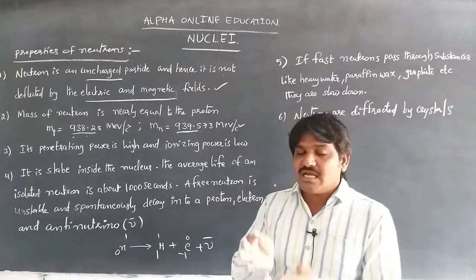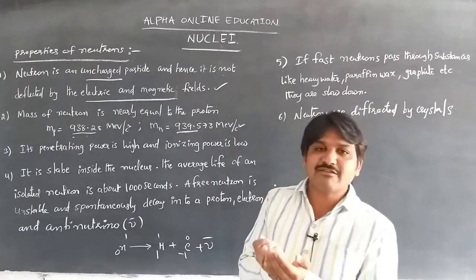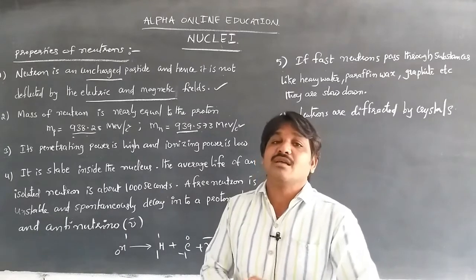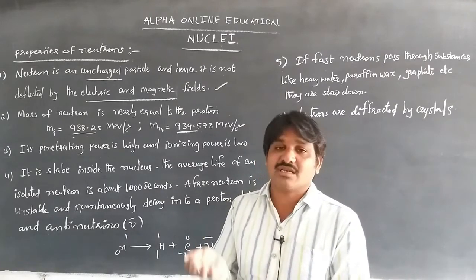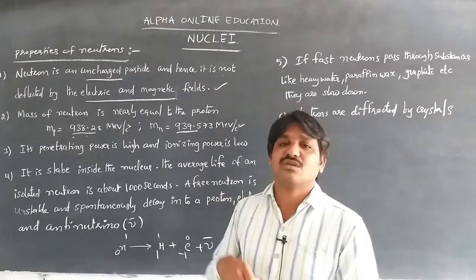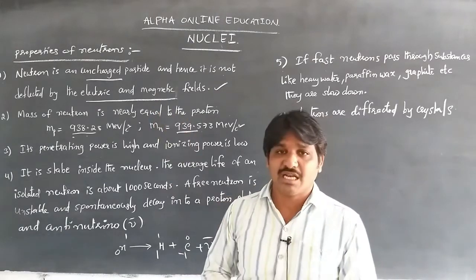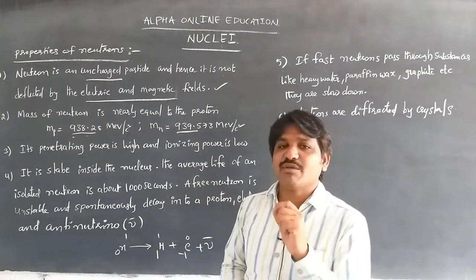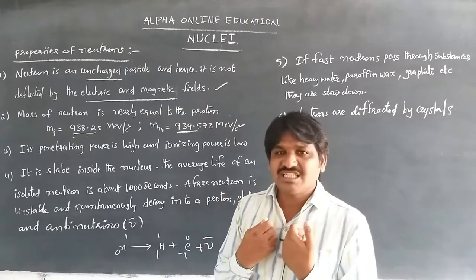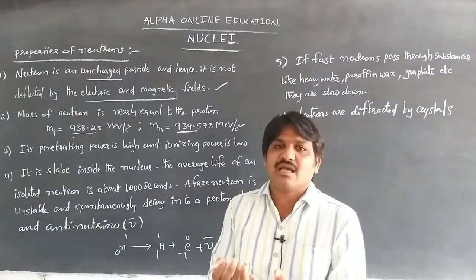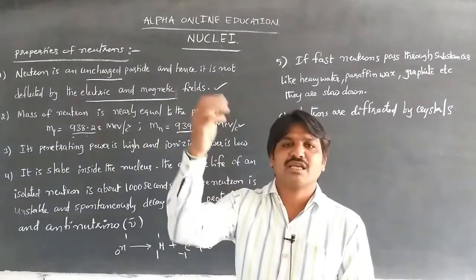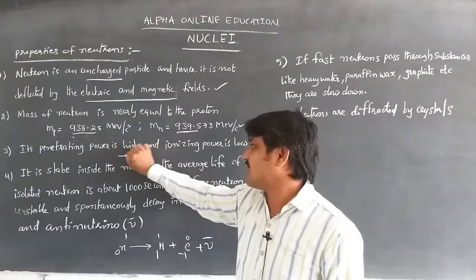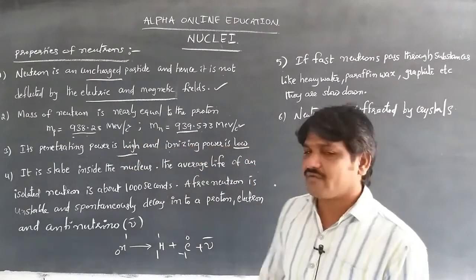And one more thing: since it is not deflected by electric and magnetic fields, not attracted or repulsed by charges, it is an uncharged particle. So its penetrating power is more. Because it is uncharged, it cannot ionize the medium when penetrating through any medium. So the penetrating power of neutrons is high and the ionizing power is low.